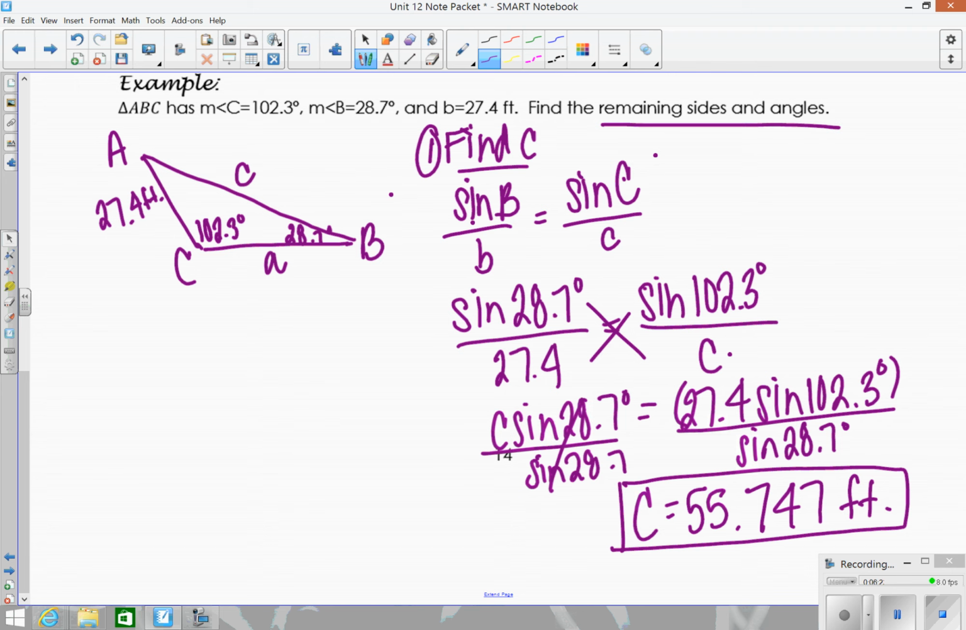So the next thing then, so I know that this is 55.747. The next thing I'm going to do is go ahead and find angle A, because if I want to find side A, I have to know the angle across from it, because in your proportion, you always have to know one of the two things. So my second step will be to find angle A.